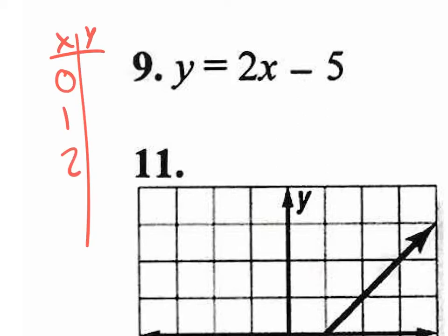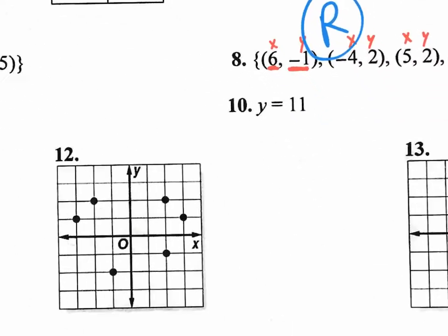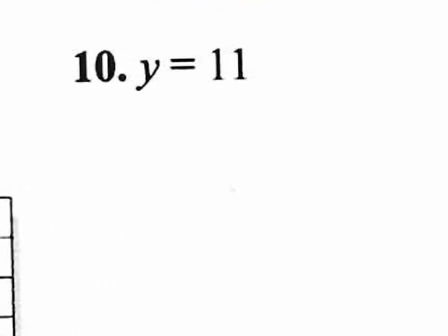Oh, wait a minute, we're not supposed to do number 9. Let's go to number 10. I mean, on this video, I'm doing the even ones. You guys have to do all of them, but I'll do another video with the odd ones. So number 10, we don't have coordinates, but we could get some coordinates by making an XY table. And this one's so easy that students get confused.